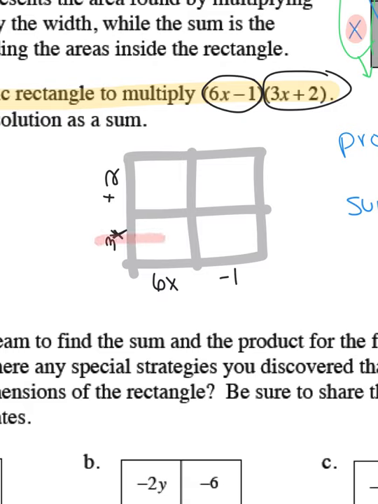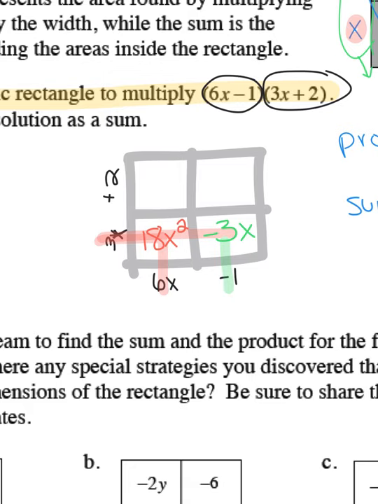Then we're making a multiplication chart. I'm multiplying the 3x by 6x, and that makes 18x squared, because 3 times 6 is 18, and x multiplied by another x is x squared. Continuing with our multiplication chart, we would likewise still have this 3x being multiplied by minus 1. So 3x times a negative 1 is negative 3x.